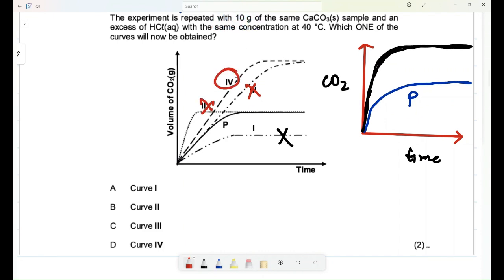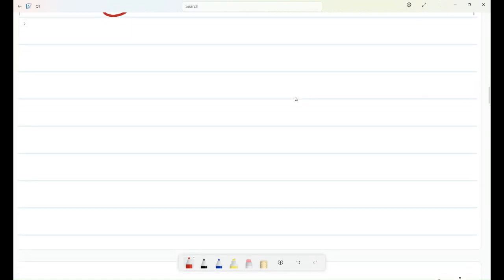Let's look at IV. Can you see that it has a higher rate than P? The gradient is steep, and can you also see that it forms a higher volume of carbon dioxide? Yes. So this graph is supposed to be what? The graph of V. So the most correct answer is D. I believe I explained that.